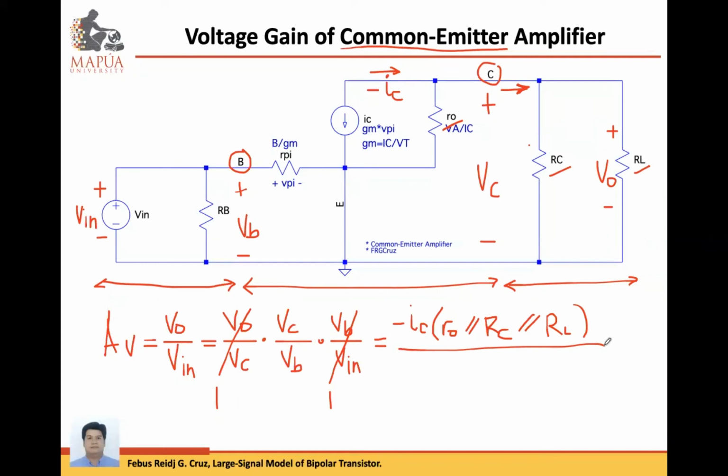All right. Then how about the base voltage? If you look at the schematic, again, base voltage is in parallel with V pi. Tama ba? So base voltage is the same as V pi. V pi is between base and emitter. Emitter is grounded. Base voltage is between base and ground. So base voltage VB is the same as V pi.